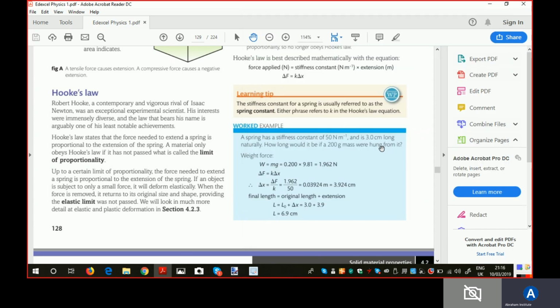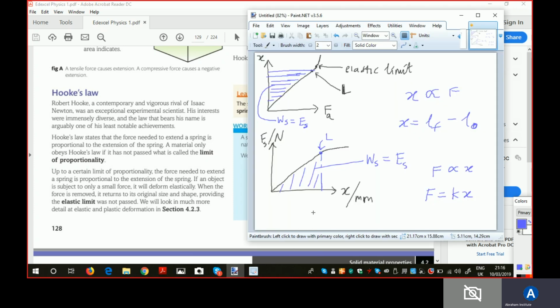Okay, K is given, the original length is given, and they ask how long would it be, that is the final length. You see, they're asking for the final length. How long would it be if the 200-gram mass were hung from it? So we can first find the force. Once a 200-gram mass is hung, that will be the force in the spring. The weight is equal to the force because the spring gets extended and it stays there. So the downward force on the spring will be equal to the upward force in the spring.